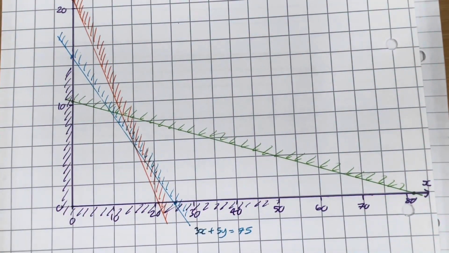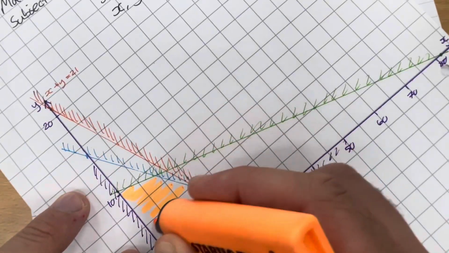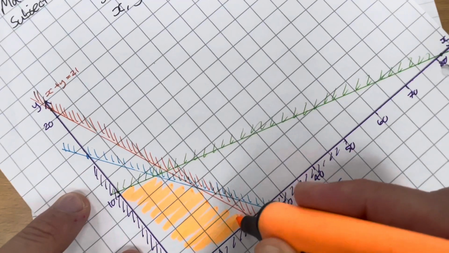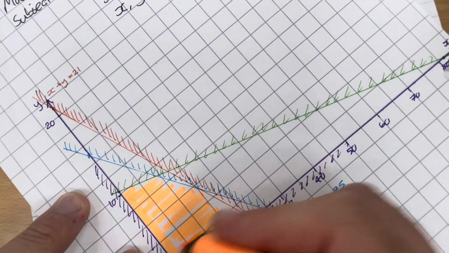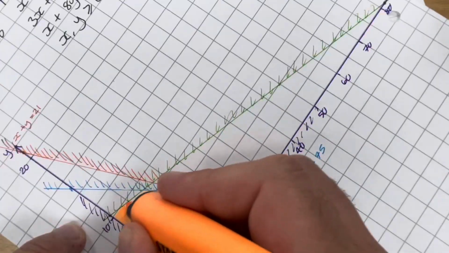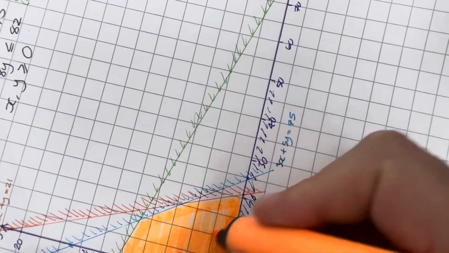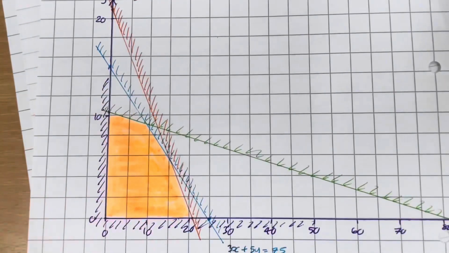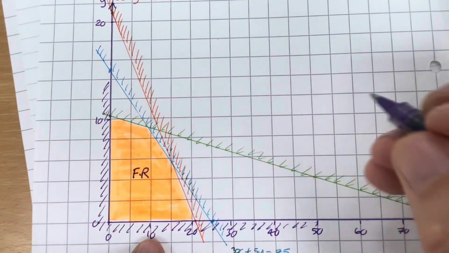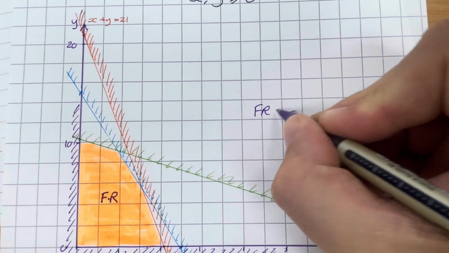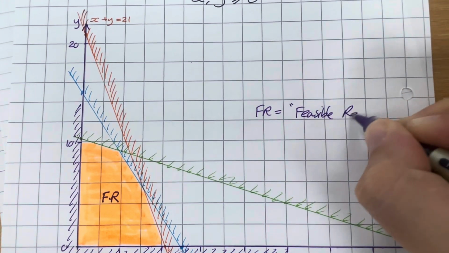The region, which in this case is in here, this region, pairs of values of x and y satisfy all the constraints. So these are all possible values for the problem, or if you like, they are all feasible values for the problem. Which is why we refer to this region as the feasible region. Sometimes shortened to FR. I'm going to say FR equals the feasible region.